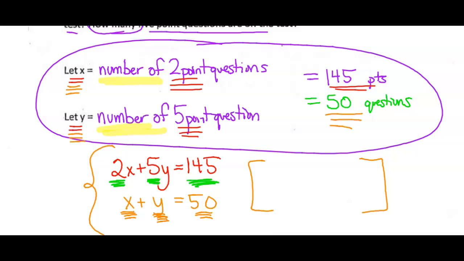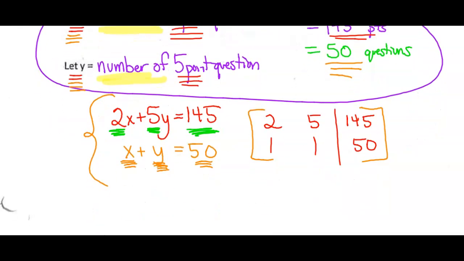Now remember, we're putting the coefficients in. So the first coefficient is a 2. The next coefficient is 5. Then there's that line on your calculator. To the right, we're going to put 145. Make sure you're hitting enter every time. On the bottom row, you're pressing 1. The coefficient of X is 1. The coefficient of Y is 1. And then 50 goes to the right. Then you're going to press solve.